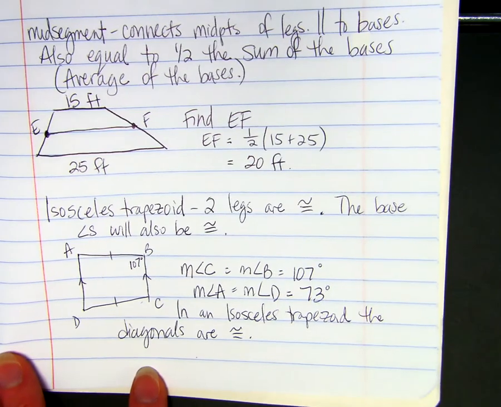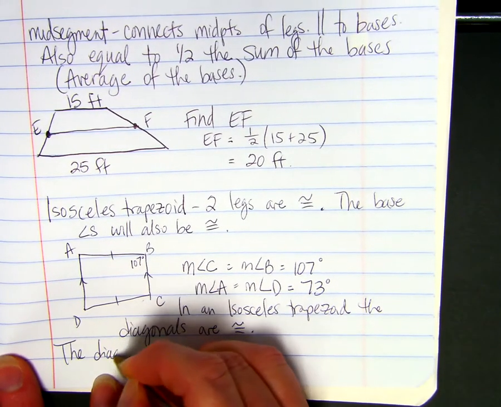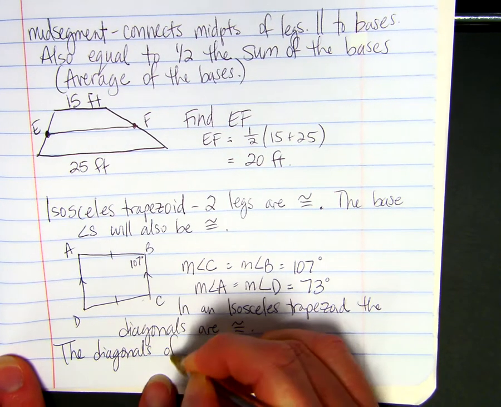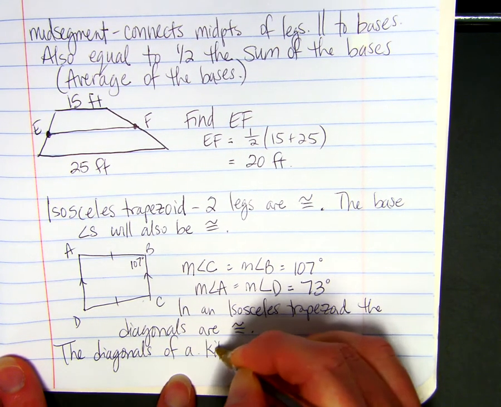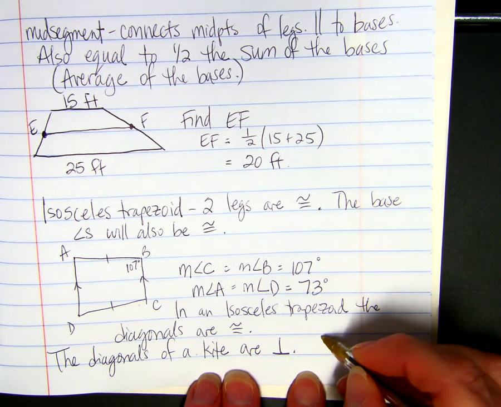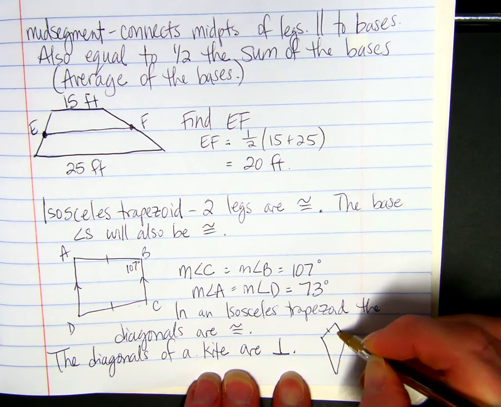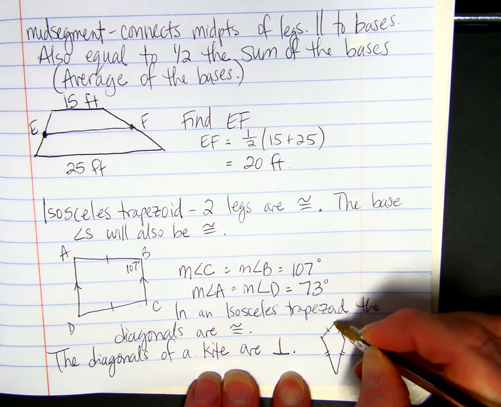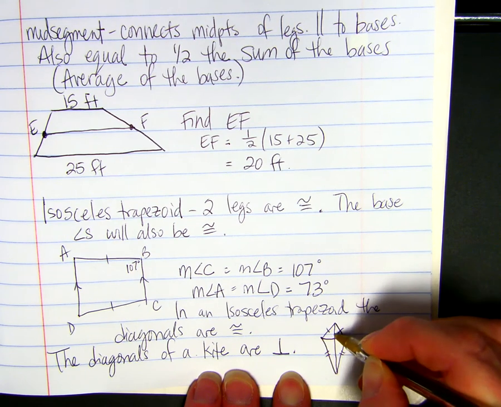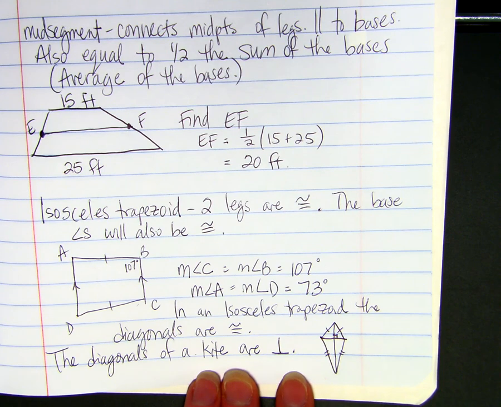And then the last property is for a kite. The diagonals of a kite are perpendicular. So if we have a kite, these two would be congruent, and then if we drew the diagonals, they would form right angles. They would be perpendicular. Okay, that's the end of the lesson.